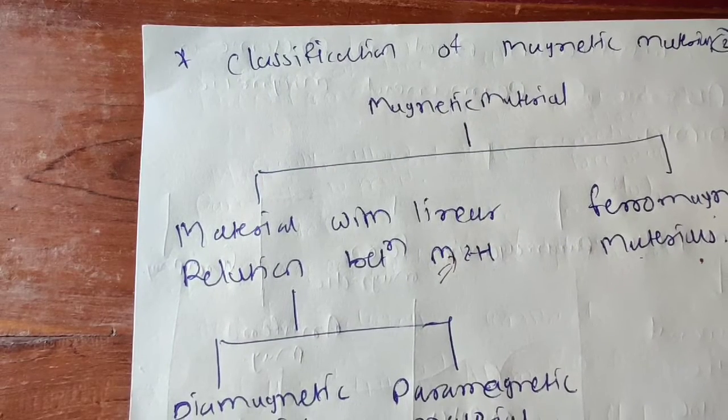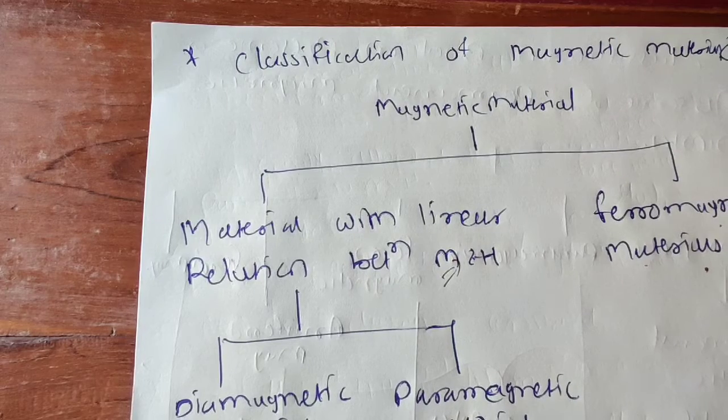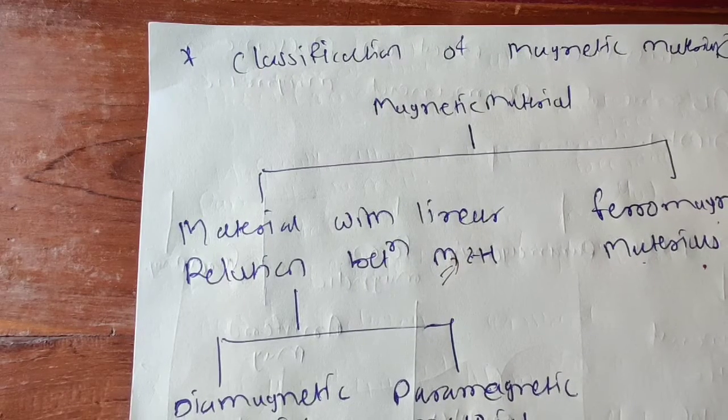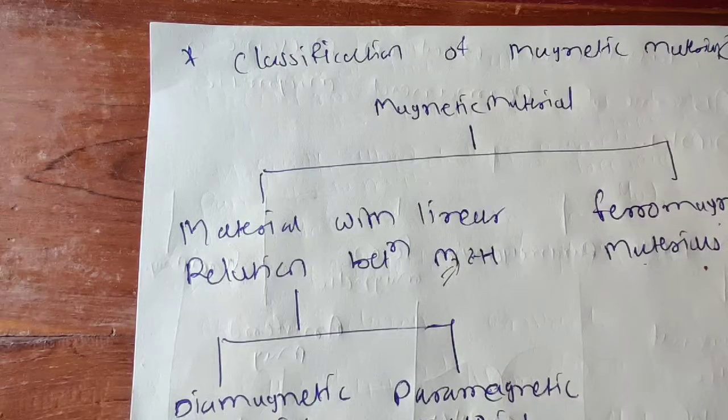And what is paramagnetic material? Paramagnetic materials are the magnetic materials which have a positive value of susceptibility in the range of 10 raised to minus 4 to 10 raised to minus 6. So one is a negative value and the other is a positive value.